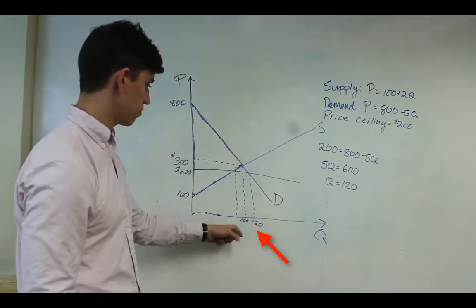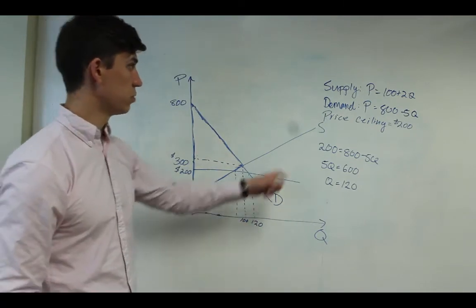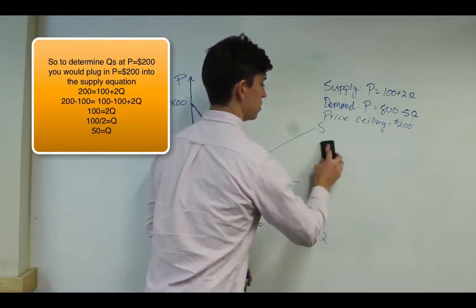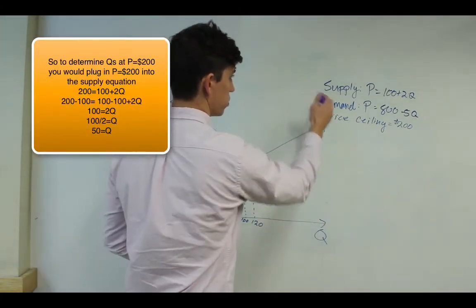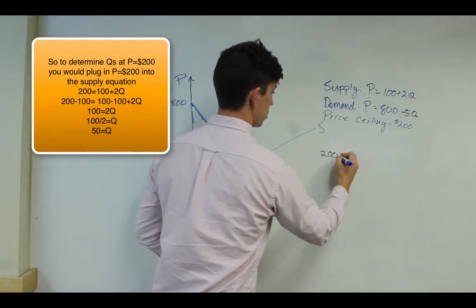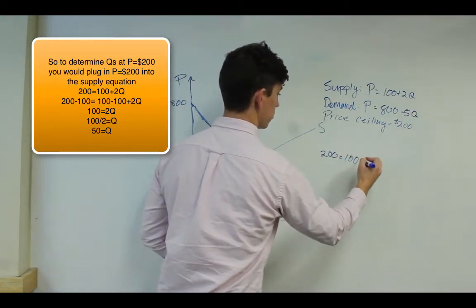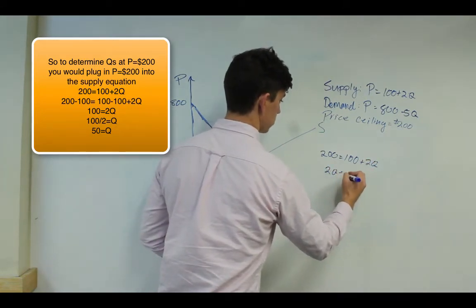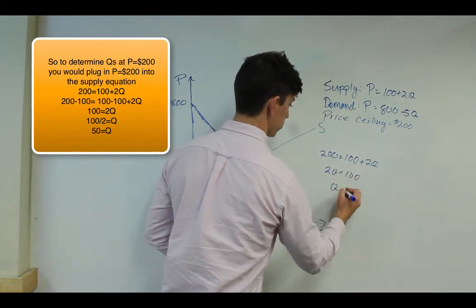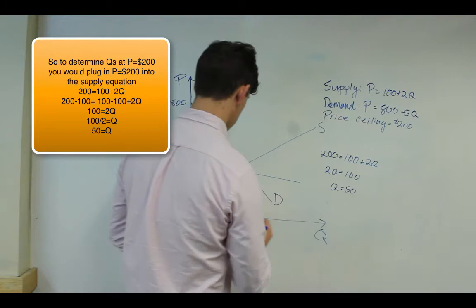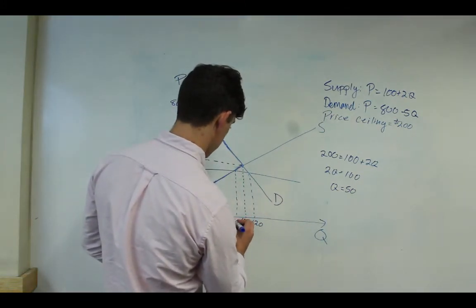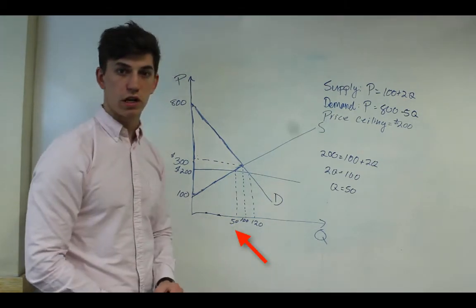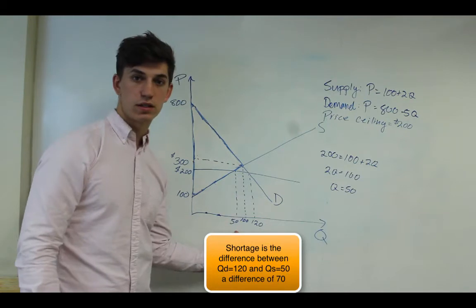Right, now we can do the same thing and plug in 200 to the supply equation to figure out what the new quantity supplied is. So we just plug in 200 to this equation, which is going to be 200 equals 100 plus 2Q. So that's going to imply that 2Q equals 100. So Q will equal 50. So this is 50 right here. Obviously I didn't draw this completely to scale, but the idea is that the quantity supplied is lower now than the quantity demanded is, and so we're going to have a shortage of 70 units there.